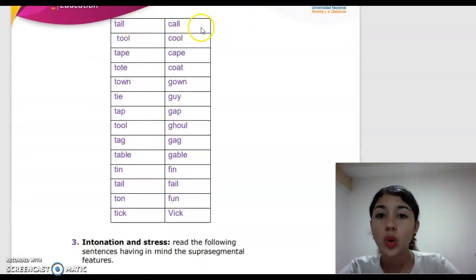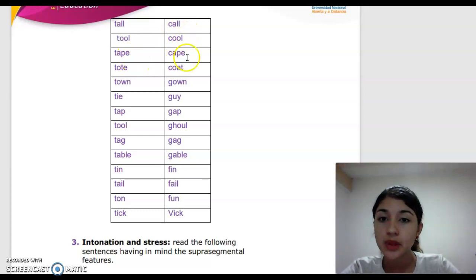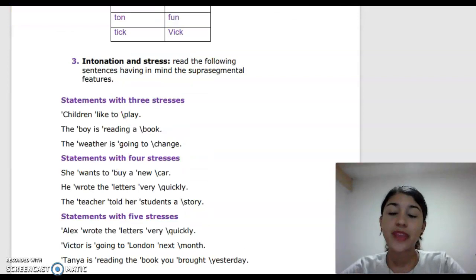Tall, call. Tool, cool. Tape, cape. Tote, coat. Town, gown. Tie, guy. Tap, gap. Tool, wool. Tag, gag. Table, gable. Tin, fin. Tail, fail. Tone, fun. Tick, Vic.